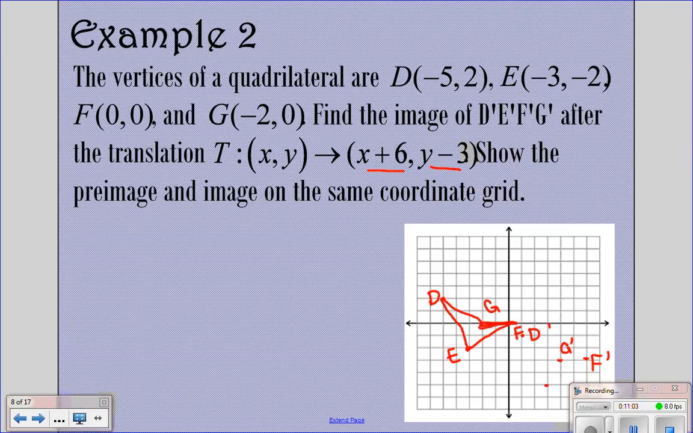It's going to go right here. And so now we're going to connect again, D to E to F, and then we go to G, and then we go up to D. And so that would be your answer for that one.